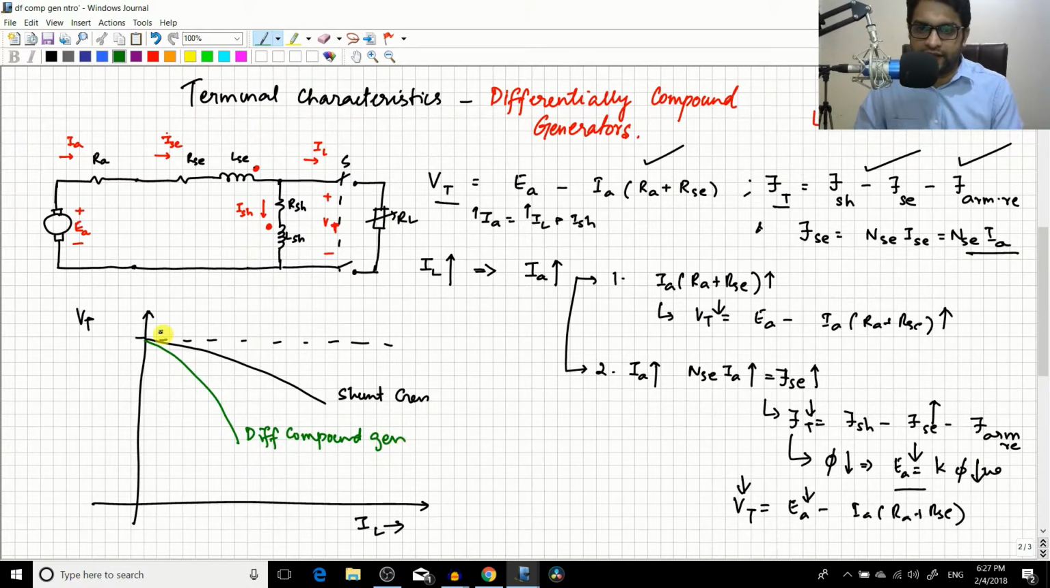You must always take the shunt generator as reference, then only you will be able to appreciate the differential compound generator characteristics. So with this I will conclude a very small session, I know that, but that is the format of these lectures. You first have the introduction, then the terminal characteristics, and then the analysis. I would like to continue with the same trend we have been following till now.